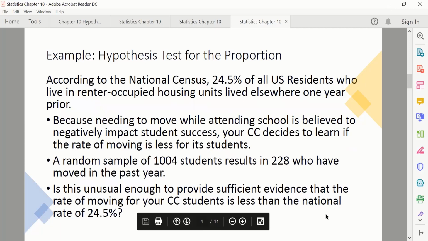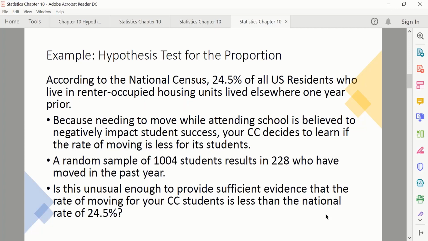Second example, hypothesis test for the proportion. According to the national census, 24.5% of all US residents who live in renter-occupied housing units lived elsewhere 1 year prior. Because needing to move while attending school is believed to negatively impact student success, your community college decides to learn if the rate of moving is less for its students. A random sample of 1,004 students results in 228 who have moved in the past year. Is this unusual enough to provide sufficient evidence that the rate of moving for your community college students is less than the national rate of 24.5%?